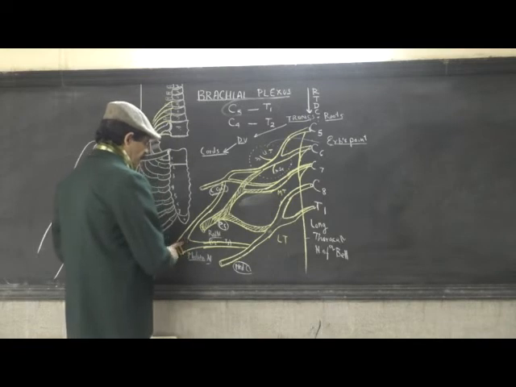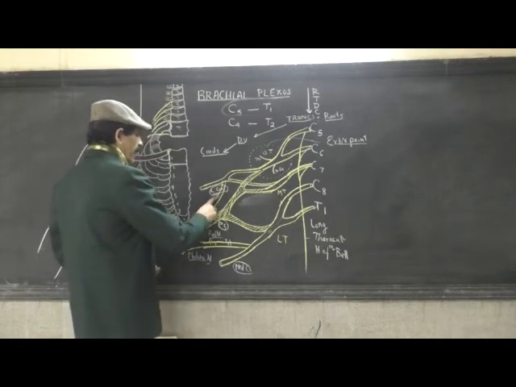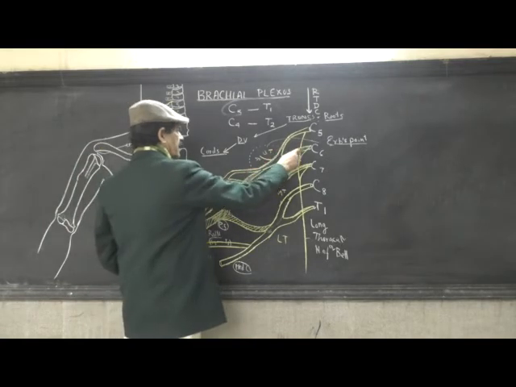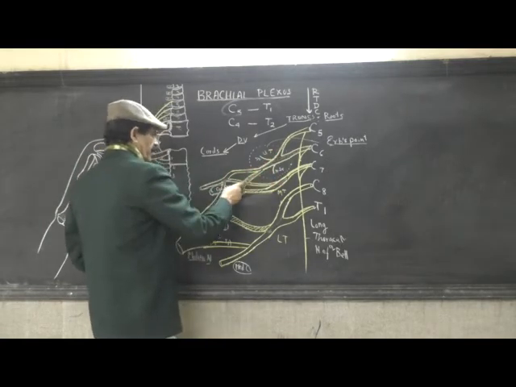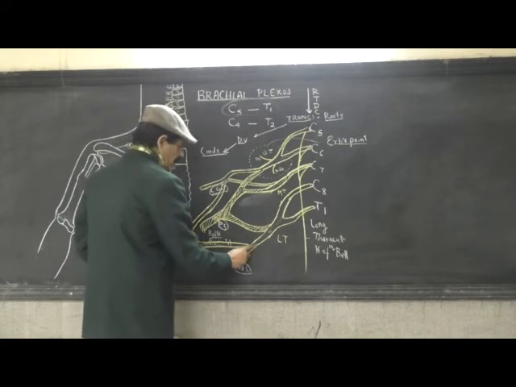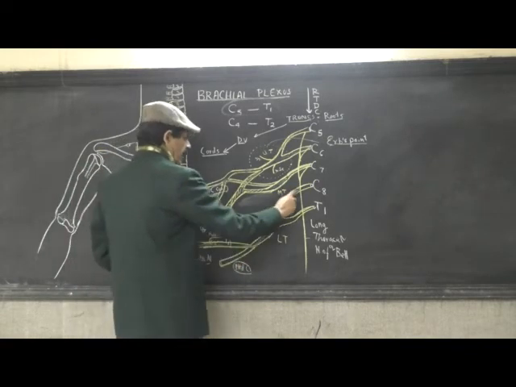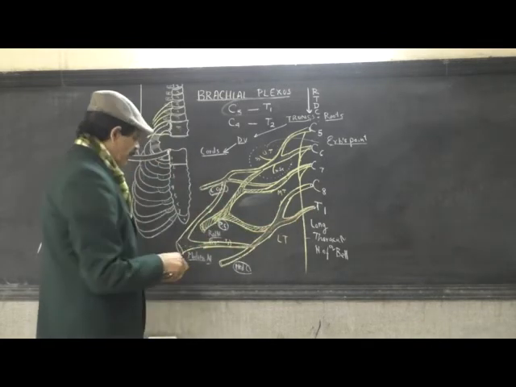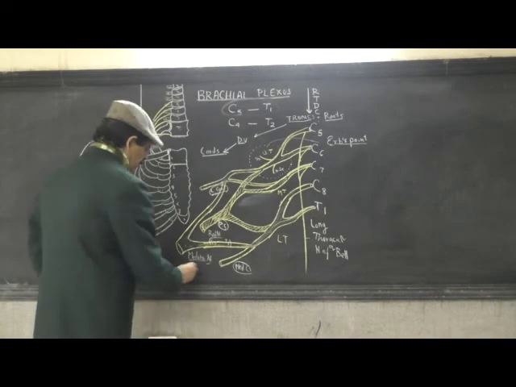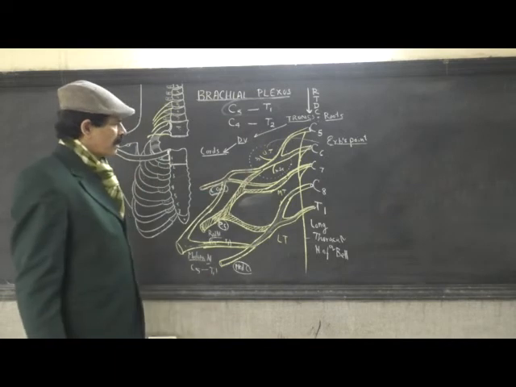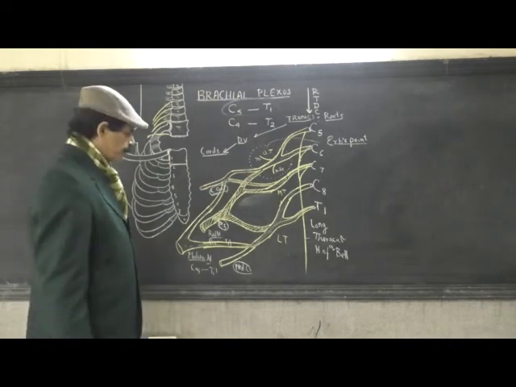And if you trace the root value of the median nerve, go back, where you will reach C5, C6, then C7 fibers are also coming here. Trace it. Where does it go? C8 and D1. So again, the root value is like the radial nerve from C5 to D1. So this is how we trace the root values of the nerves.